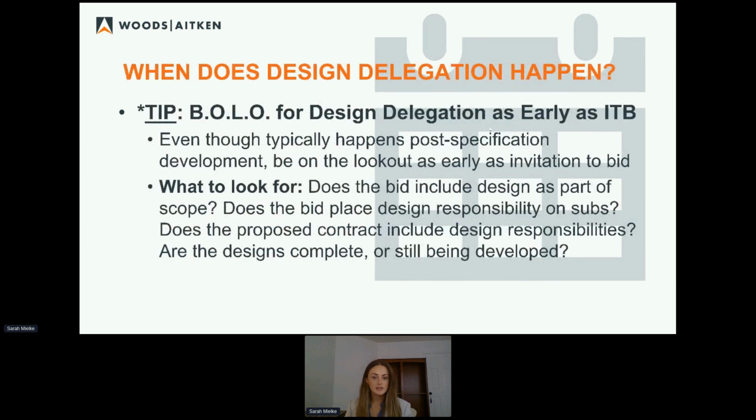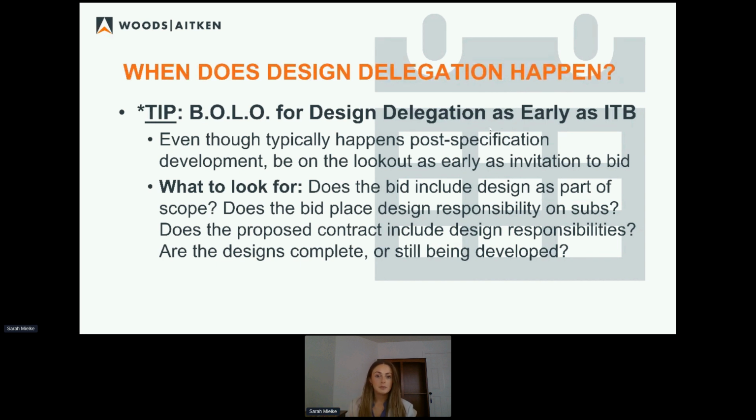However, I would be doing a disservice if I did not note that you should be on the lookout for design delegation as early as your invitation to bid. So even though design delegation typically happens post specification development, you need to watch out for this stuff early on. If it's going to happen in an invitation to bid or something around that very early project conception time, you want to look for whether the bid includes design as part of the scope of work. That should tip you off right there that this might be a design delegation.